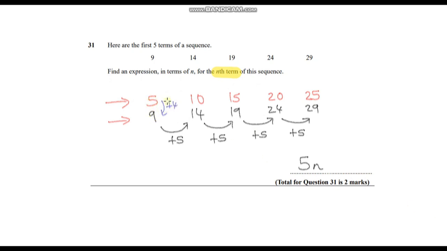Go from 5 to 9, we're adding on 4. Go from 10 to 14, we're adding on 4. And for each one, we are adding on 4. So you could think about our sequence as just being shifted up by 4. It's the same as our 5 times table, but we've just shifted it up by 4. So our answer is 5n plus 4.